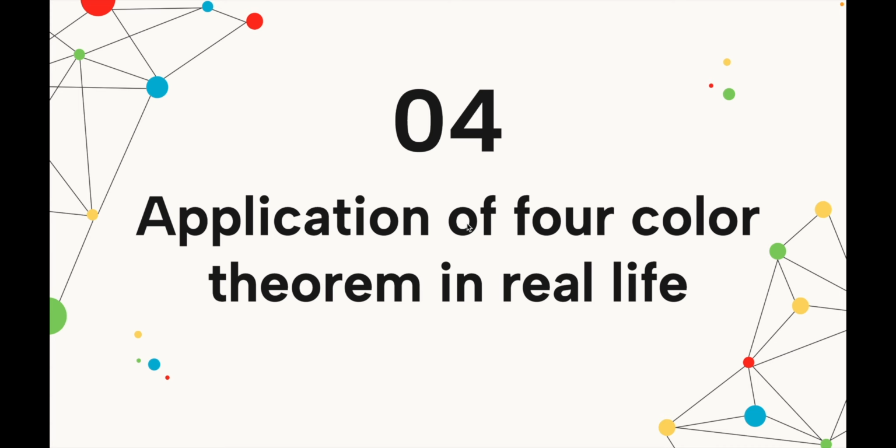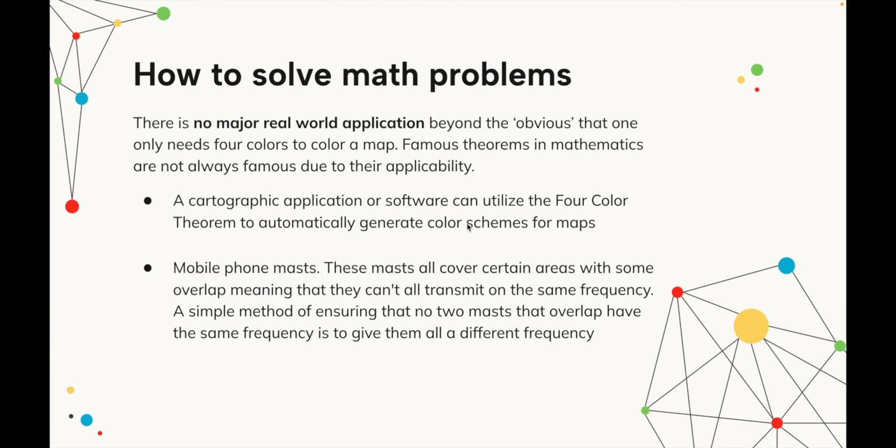Application of the four-color theorem in real life. Unfortunately, there's no major real-world application beyond the obvious, that one only needs four colors to color a map. Famous theorems in mathematics are not always famous due to their applicability. Like Fermat's last theorem, the four-color theorem is famous for being simple to state and incredibly hard to prove. Similarly, the Goldbach conjecture, the Collatz conjecture, and the twin primes conjecture are all very easy to state, but have almost no real-world application.